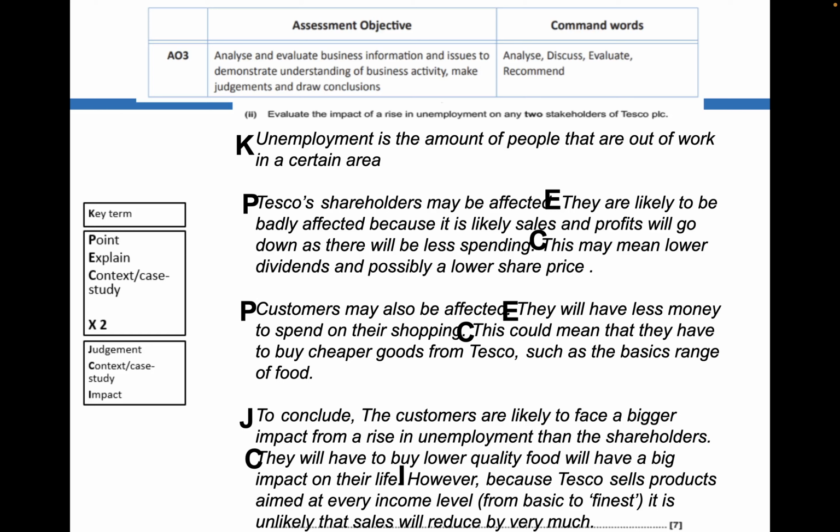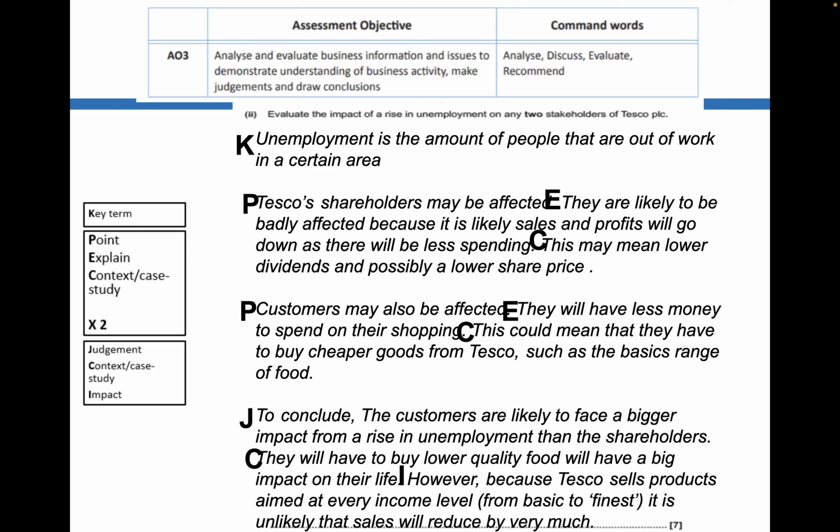So this one is about how the rise in unemployment might impact on 2 key stakeholders for Tesco. So the first stakeholder that I was talking about, it was the shareholders. So they're going to be negatively impacted because people are going to be spending less money. And that's what I went through in my point, my explanation. And then I've linked it to the case study by sort of saying that potentially their dividends and they might have a lower share price as well, which again was in the case study.